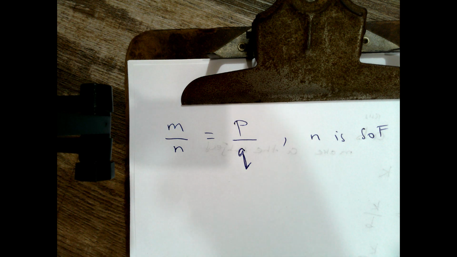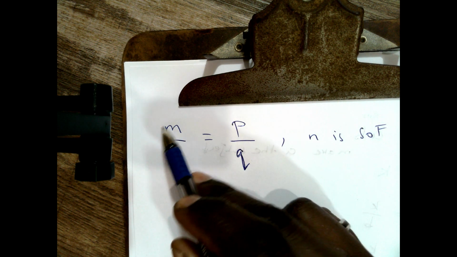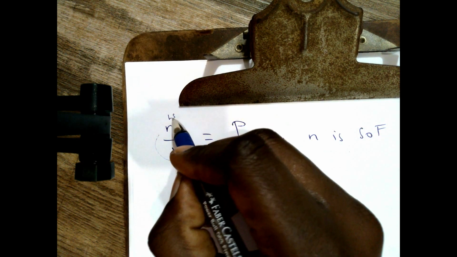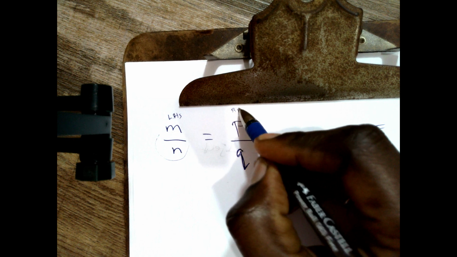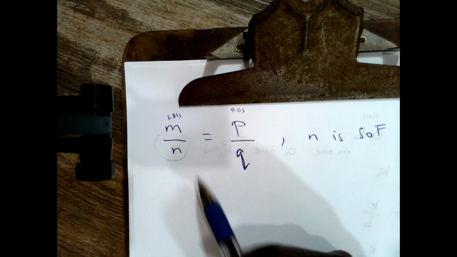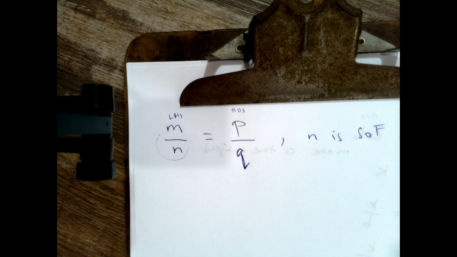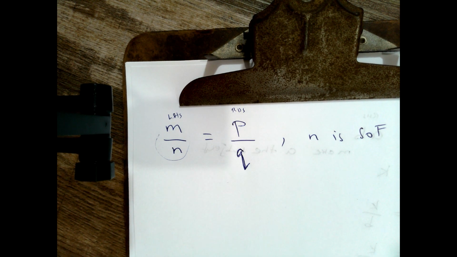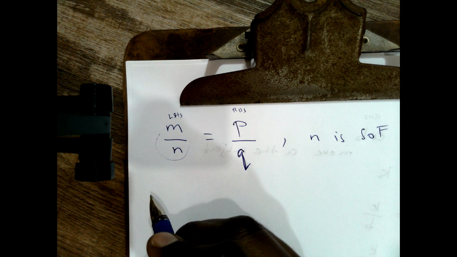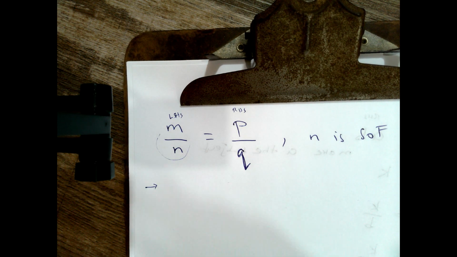We need n to be on top. So the first thing we do, we need to invert this side. Right? Let's first label left hand side, right hand side. So we need to invert the left hand side so that n is on top. But if anything we do to one side, we need to do to the other side. So we invert both sides.